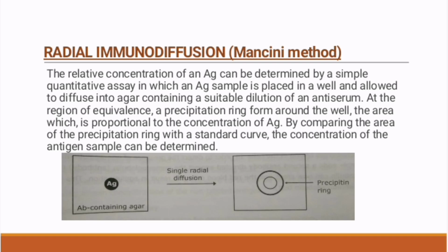Radial immunodiffusion or Mancini method. The relative concentration of an Ag can be determined by a simple quantitative assay in which an Ag sample is placed in a well and allowed to diffuse into agar containing a suitable dilution of an antiserum. At the region of equivalence, a precipitation ring forms around the well, the area of which is proportional to the concentration of Ag. By comparing the area of the precipitation ring with the standard curve, the concentration of the antigen sample can be determined.